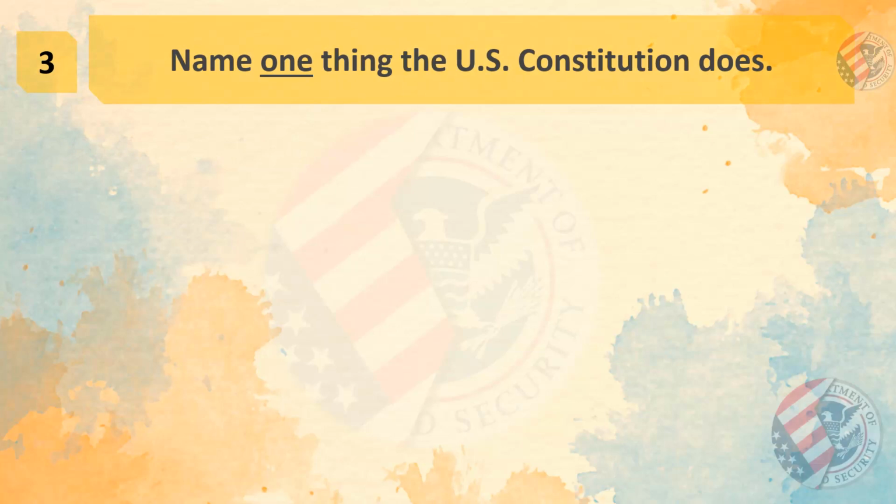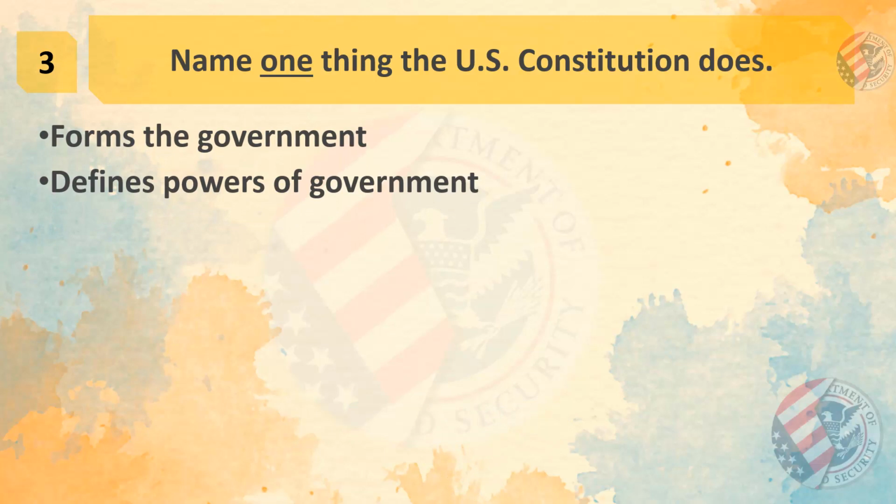Name one thing the U.S. Constitution does. Forms the government. Defines powers of government. Defines the parts of government. Protects the rights of the people.